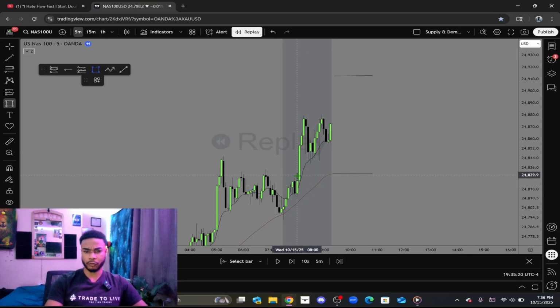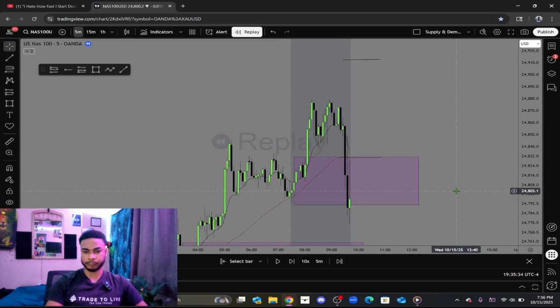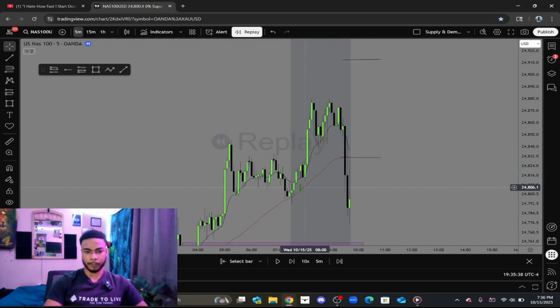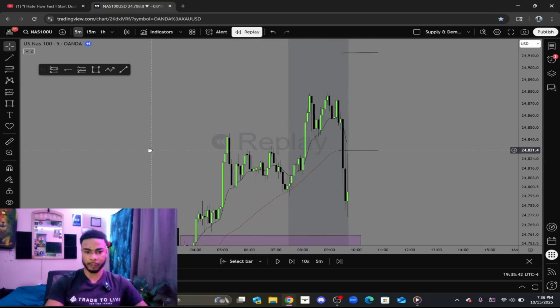So here we can clearly see price pushing up, creating a demand zone. Right here, boom, right? And then the next thing, we just waited for price to hit our demand zone, and price broke through it, right? Broke through our demand zone right here. We clearly see we're on an uptrend. This is NASDAQ, by the way, on the 5-minute.